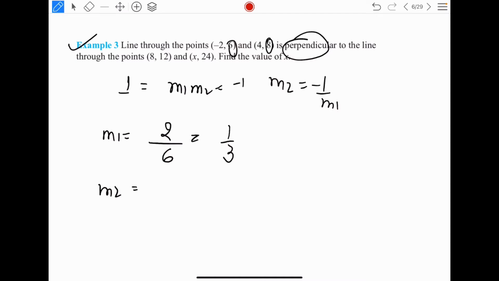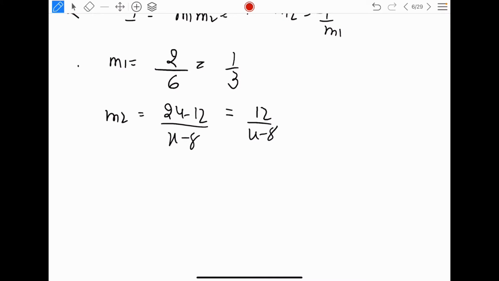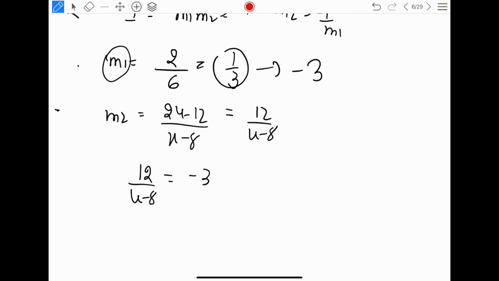Now talking about m2: y2 minus y1, 24 minus 12, that is 12, upon x2 minus x1, x minus 8. So m2 is 12 upon x minus 8. Now m2 is minus 1 upon m1, so 12 upon x minus 8 is equal to the reciprocal of this with a negative sign, minus 3. Because m1 is 1 by 3, so 1 upon m1 is 3 and minus 1 upon m1 is minus 3.